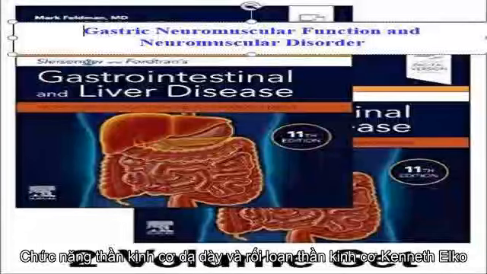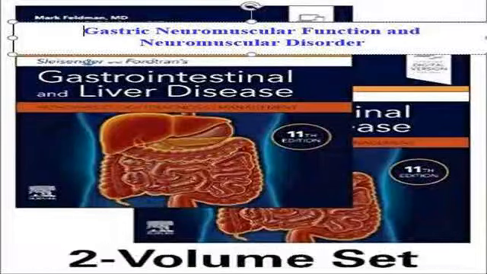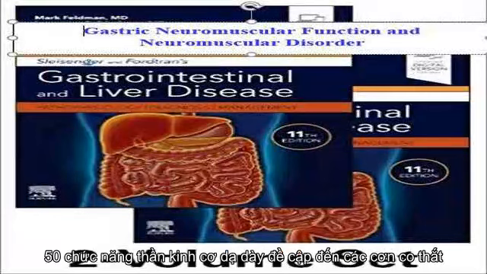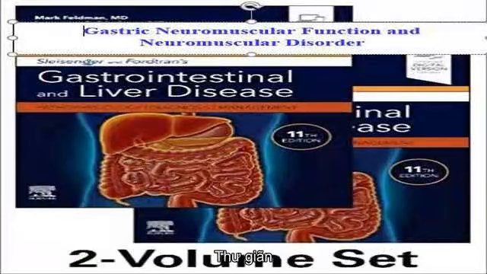Gastric neuromuscular function and neuromuscular disorders. Kenneth L. Cook 50. Gastric neuromuscular function refers to the contractions, relaxations, and peristaltic activities of the stomach.